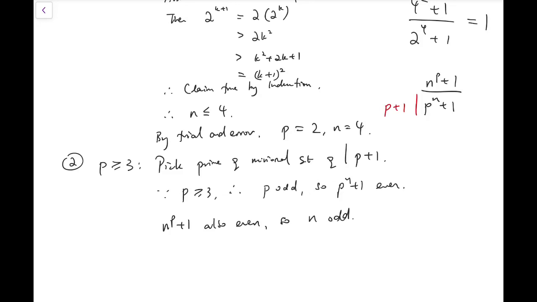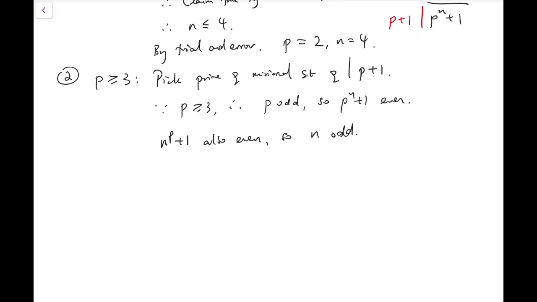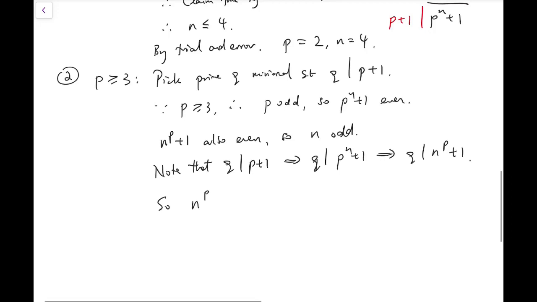And so if I pick a prime factor q of p plus 1, this prime factor q should also divide p to the n plus 1. And hence, it should also divide n to the p plus 1. Note that q divides p plus 1 implies q divides p to the n plus 1 implies q divides n to the p plus 1. So n to the p is congruent to minus 1 mod q.